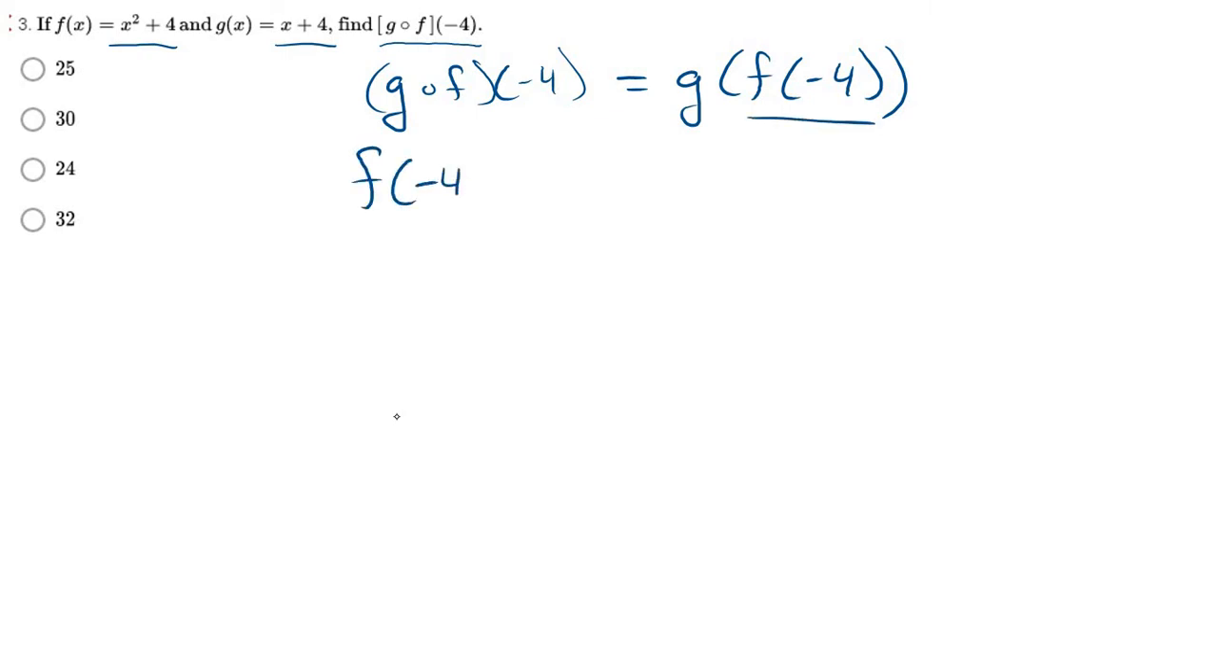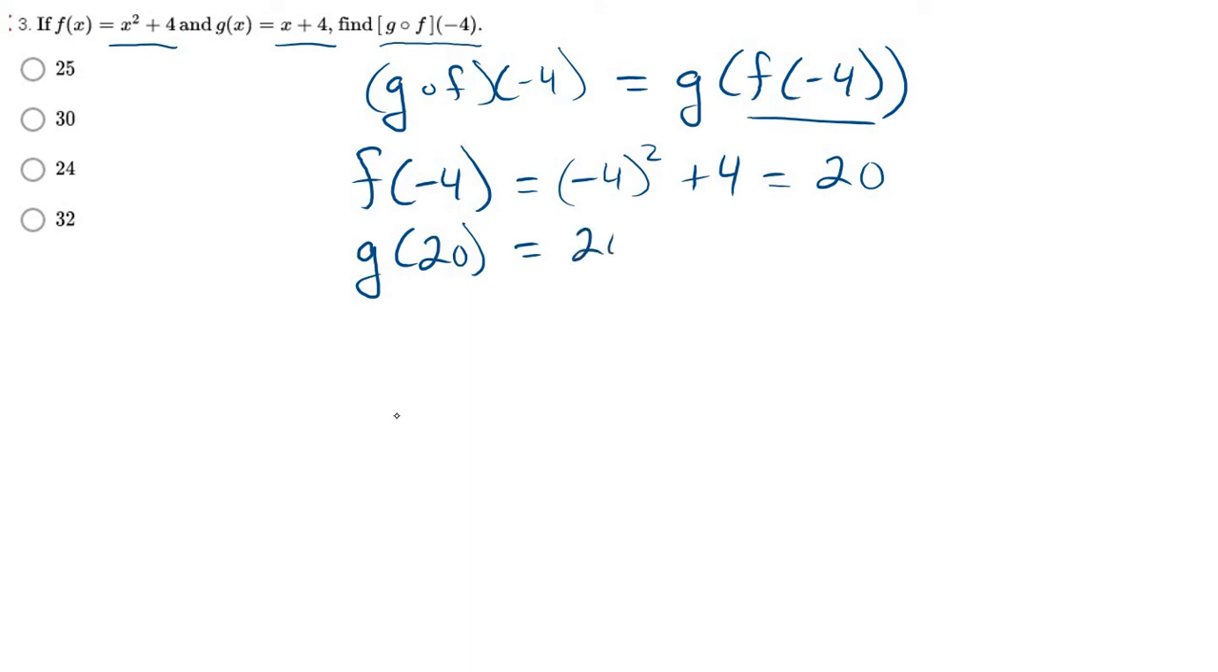So what's f of negative 4? Well, we know how to do that. We're going to plug negative 4 in for x here in my f of x function. So that would be negative 4 squared plus 4. 16 plus 4, so that's 20. f of negative 4 is 20. And so now we're basically finding what is g of 20. See how we do that? So we go up here, we're going to plug that 20 in for x, and we get 24. There is our value.